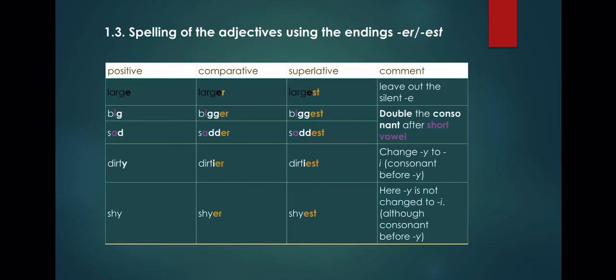And we talked about replacing the y with an i if it is preceded by a consonant. Now here you have the word shy. Shy ends with a y and it is preceded by a consonant. So here the y is not changed to i, although there is a consonant before y. So you have some exceptions, and they are really few. So shy would be shyer, shyest. I would not replace the y with an i.